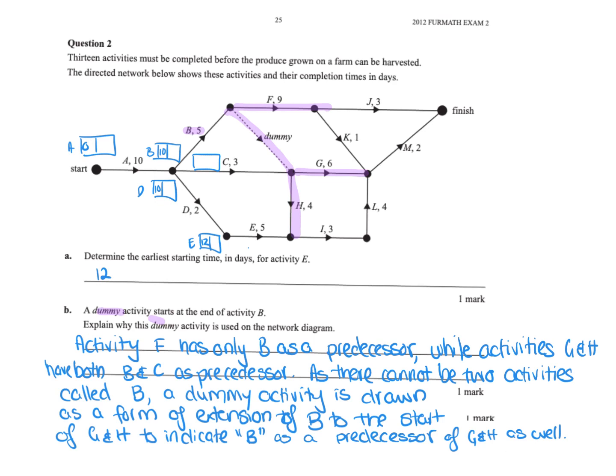Okay, so activity F has only B as a predecessor, while activities G and H have both B and C as a predecessor. So you cannot have two activities called B, so you can't have those parallel edges. So our dummy activity is drawn to form an extension of B to the start of G and H, because G and H also have B as a predecessor.